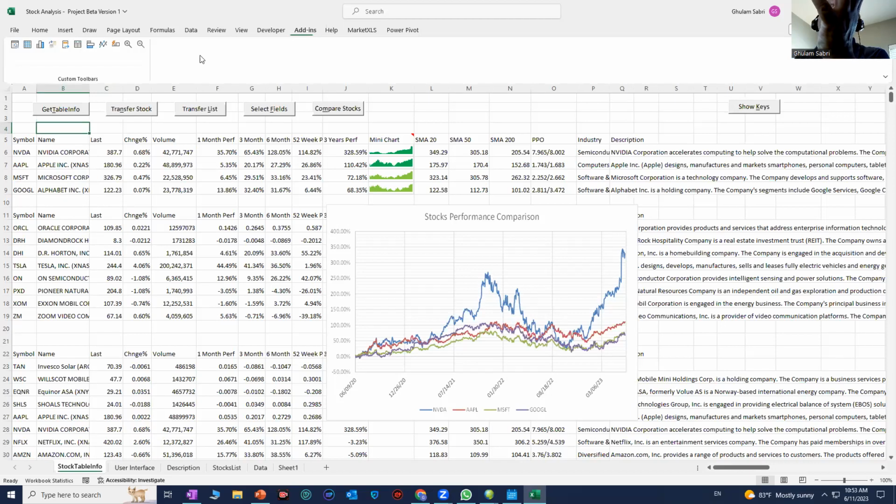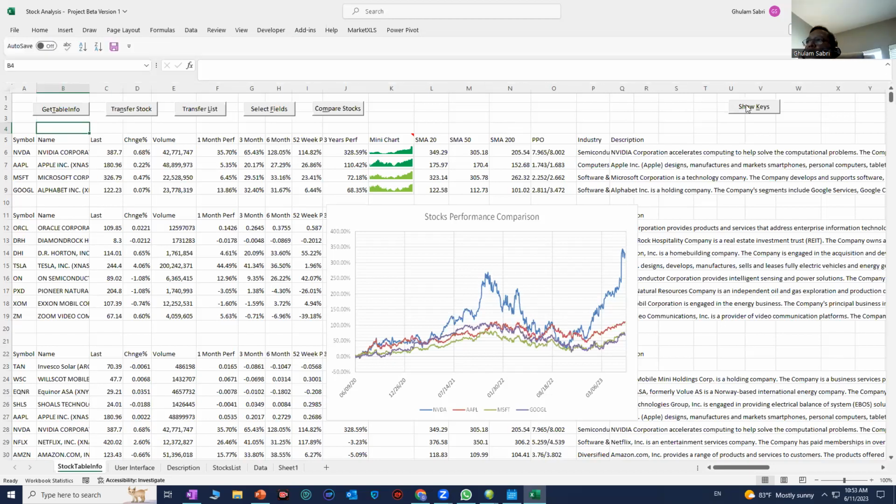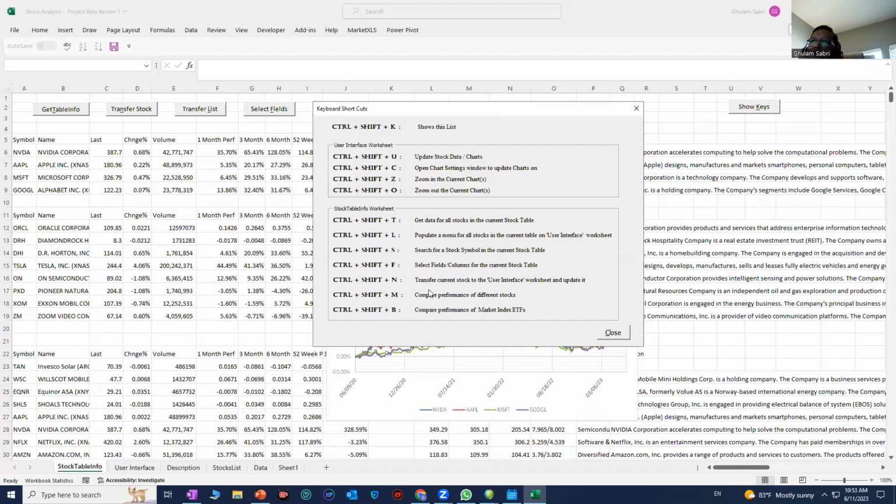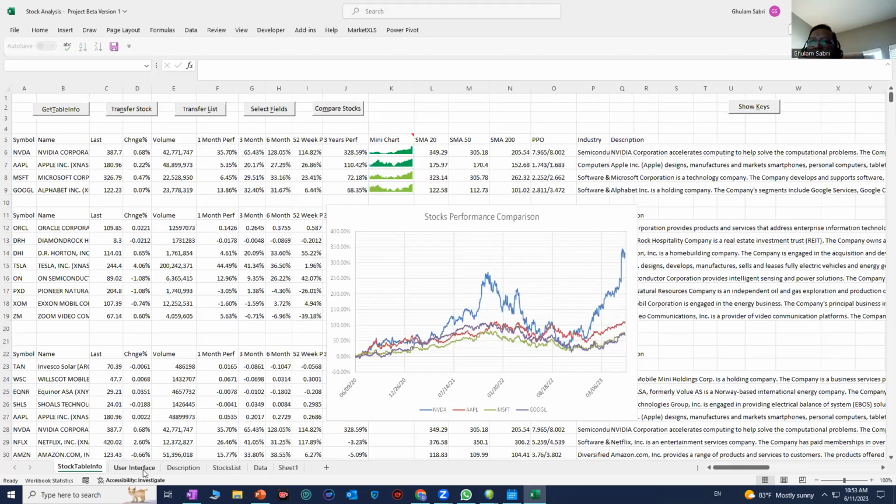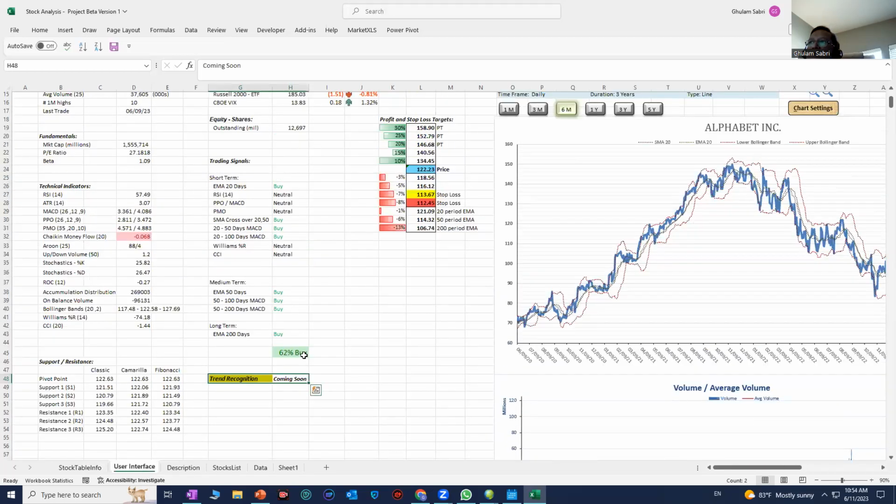All these things are available in this toolbar, the reader menu here. So all these buttons and commands are available in these toolbars as well. And if you want to see what shortcut keys are available, just press the show keys and it will give you all the shortcut keys available. So this was the basic Excel software.